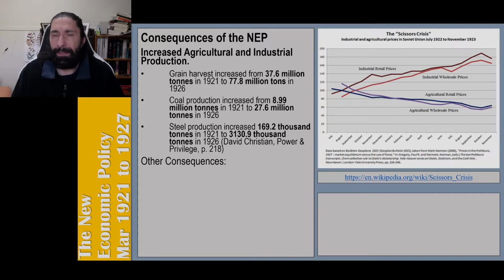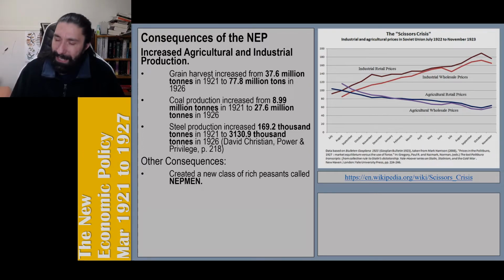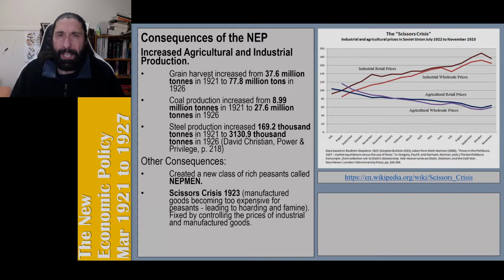Okay, other consequences of the NEP. A negative consequence from a Bolshevik perspective was that it created a new class of rich peasants called NEPMEN who profited from the grain trade. So, the Bolsheviks had attacked the kulaks during war communism, and it inadvertently created a group to replace them, the NEPMEN. It also led to the scissors crisis of 1923.